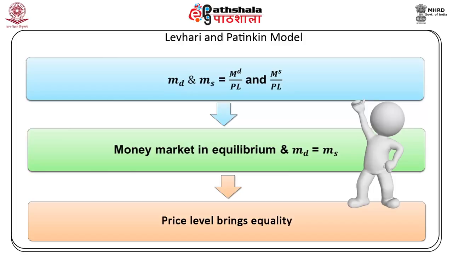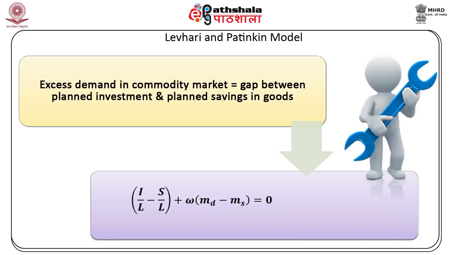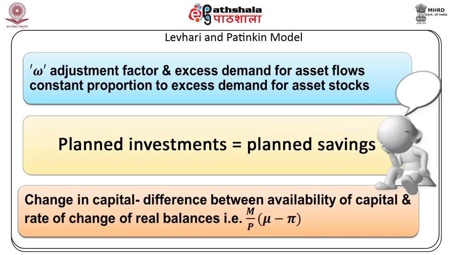It is assumed that the money market is in equilibrium and md is equal to ms. Further, it is also assumed that it is the price level that brings this equality. The excess demand in the commodity market is equal to the gap between planned investment and planned savings in goods. That is, i/l minus s/l plus ω(md minus ms) is equal to zero, where ω is the adjustment factor. Assume that the excess demand for asset flows is a constant proportion of excess demand for asset stocks, and the planned investments are assumed to be equal to the planned savings.